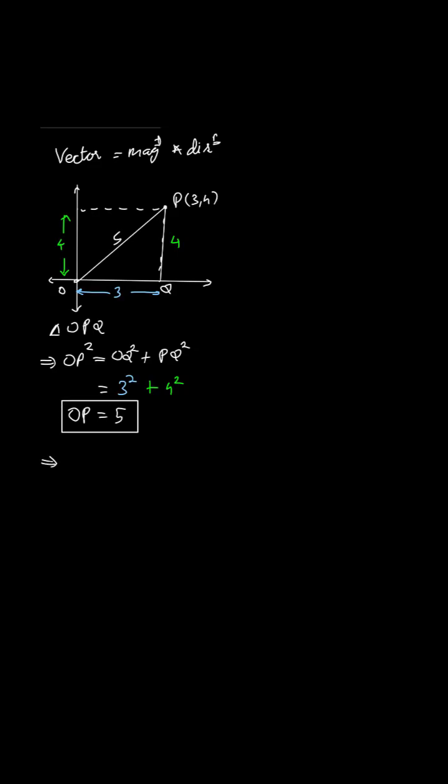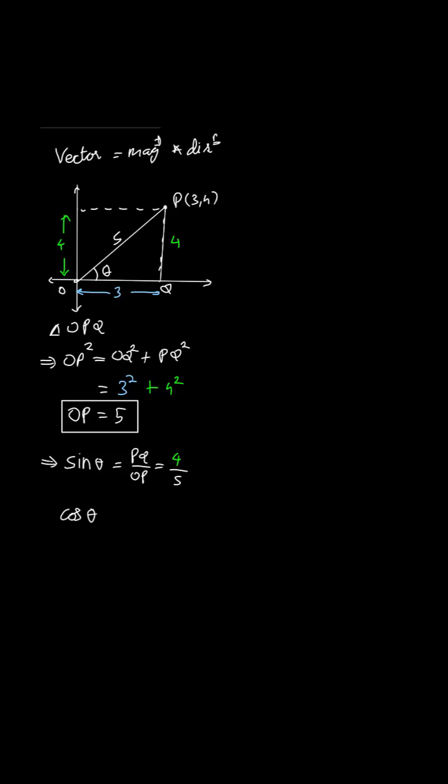Now, let's try to find out the trigonometric terms. For that, we need angle theta. So we are considering angle POQ as theta. Your first trigonometric term is sine theta, which is nothing but opposite upon hypotenuse, or we can say PQ upon OP. Now substitute the values. The value of PQ is 4 and OP is 5, as we found.